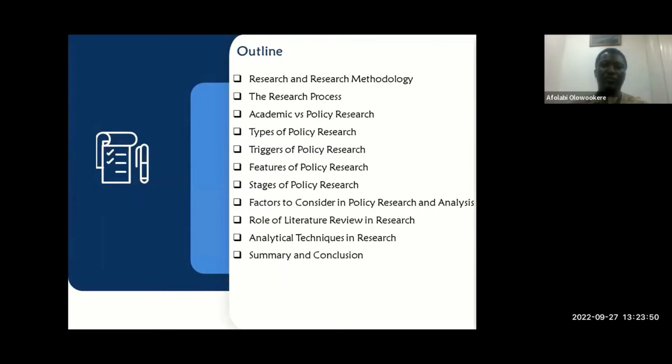I will look at types of research, policy research. What are the triggers of policy research? What are the features? What are the stages? And then what are some factors to consider? There are many factors to consider in any research for that matter. We'll look at some of them that are relevant for policy research. Then we'll single out about two of them, literature review and some analytical techniques. Then we'll try to summarize.